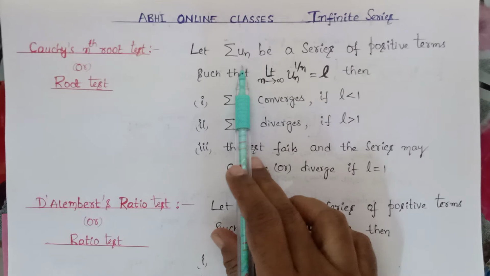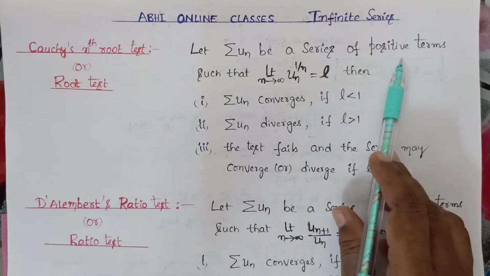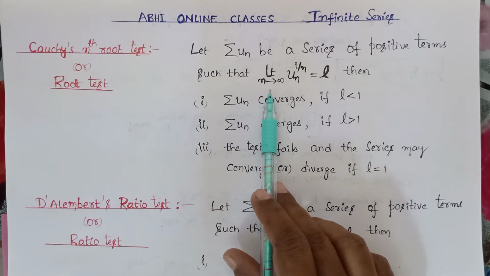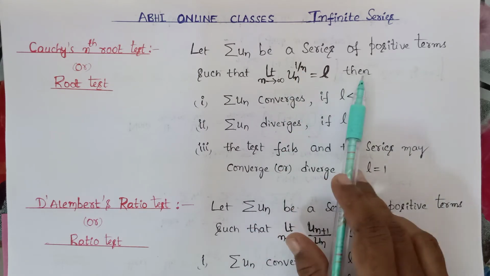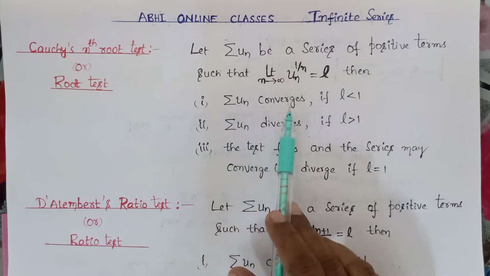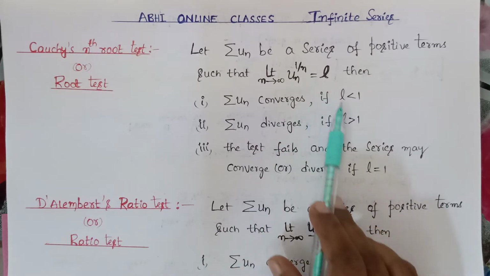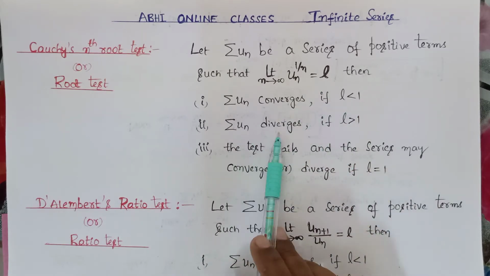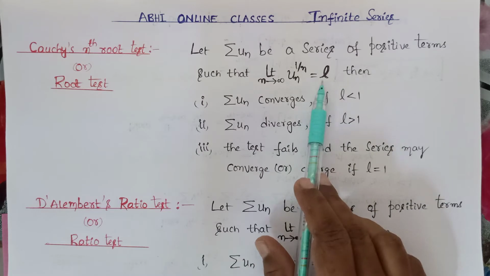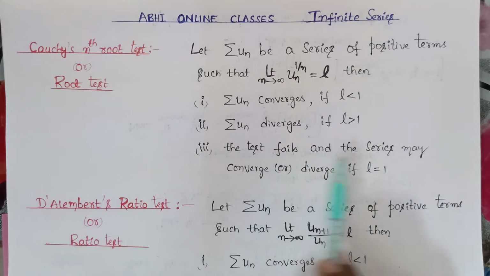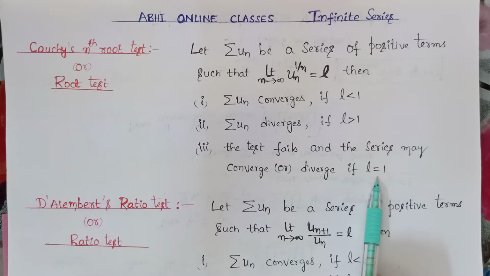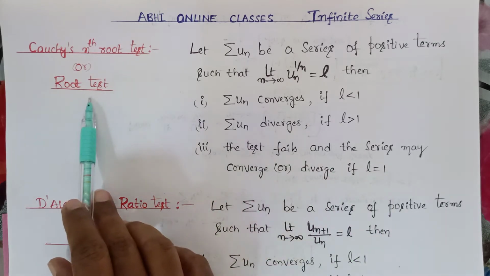Let sigma un be a series of positive terms such that limit n tends to infinity nth root of un equal to L. Then sigma un converges if L less than 1. Sigma un diverges if L greater than 1, and this root test fails and the series may converge or diverge if L is equal to 1. That means for L is equal to 1, root test fails.